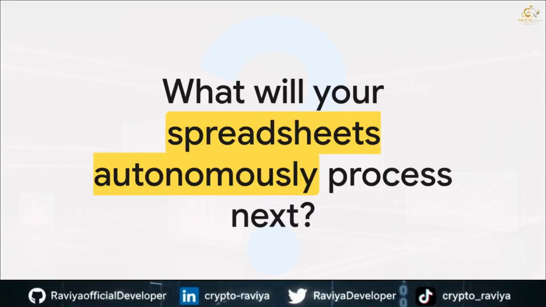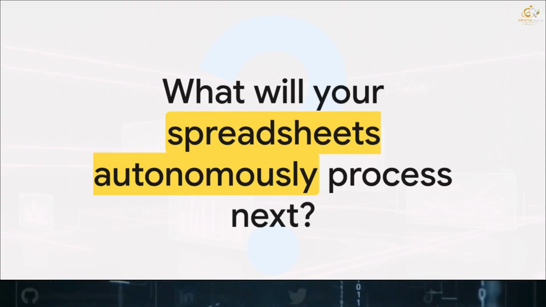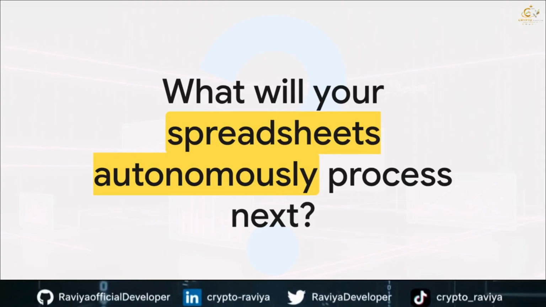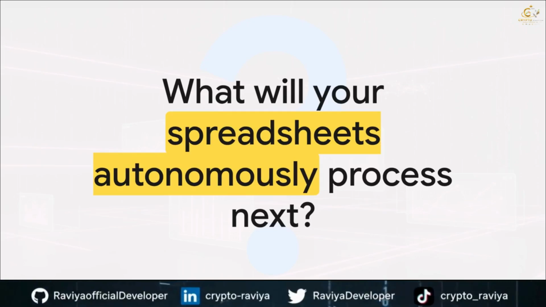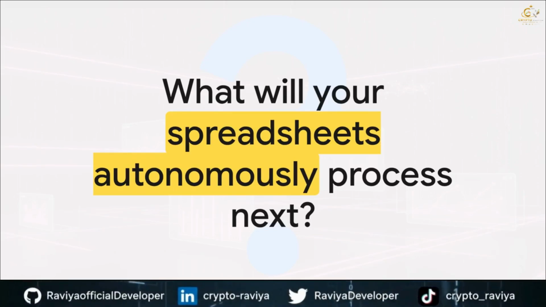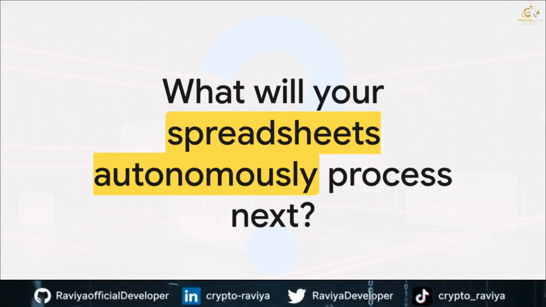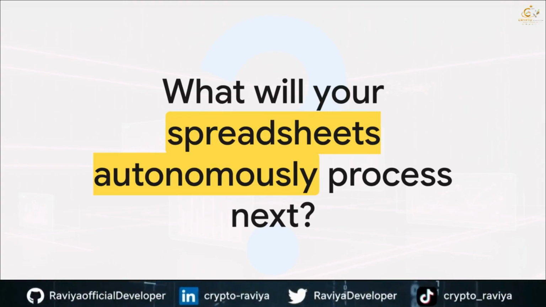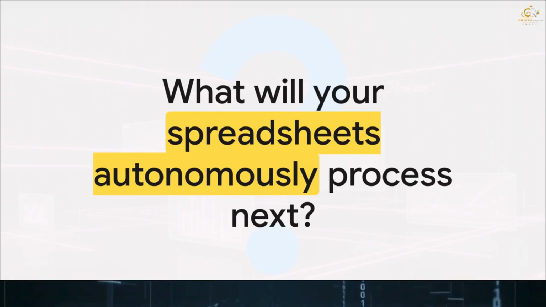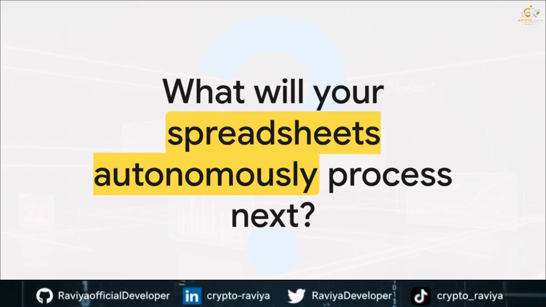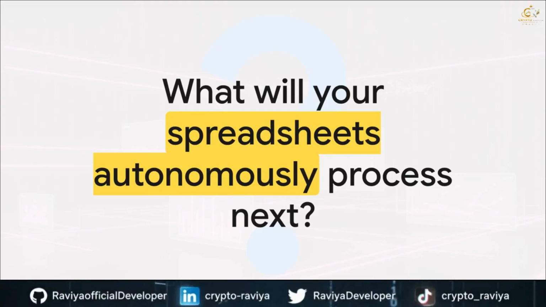Now that you hold the foundational blueprint to turn any tabular data into a scalable, autonomous cognitive engine, the tools are completely in your hands. You know exactly how to manage state, enforce strict JSON structures, and build resilient enterprise-grade architectures. So I'm going to leave you with this final thought to chew on. With a powerful pipeline like this at your disposal, what will your spreadsheets autonomously process next?